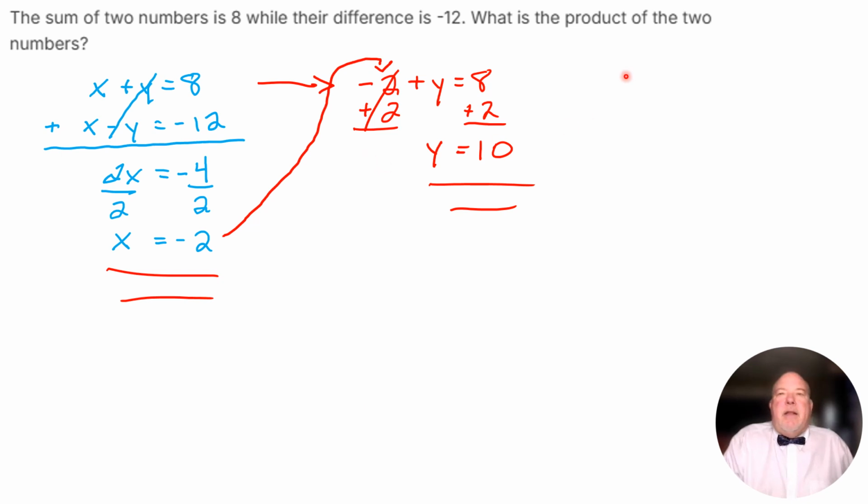All right. And then now they want the product of the two numbers. So I'm just going to take the two numbers and multiply them together. So I'm going to do x times y. So negative 2 times 10, and that gives me negative 20. So the answer is negative 20.